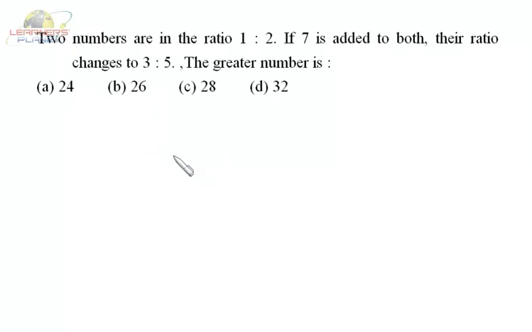Now, two numbers are in the ratio 1 is to 2. If 7 is added to both, the ratio changes to 3 is to 5. And we have to find out the greater number. Now, let's take the first method to solve this problem. As of now, the numbers are in the ratio 1:2, and after adding 7, the ratio is getting changed to 3:5. Here the difference between numerator and denominator is 1, here it is 2. So let me convert this to 2. So it will be 2:4 and it is 3:5.